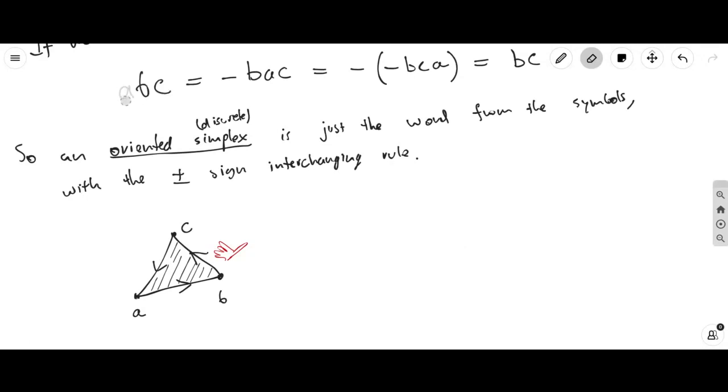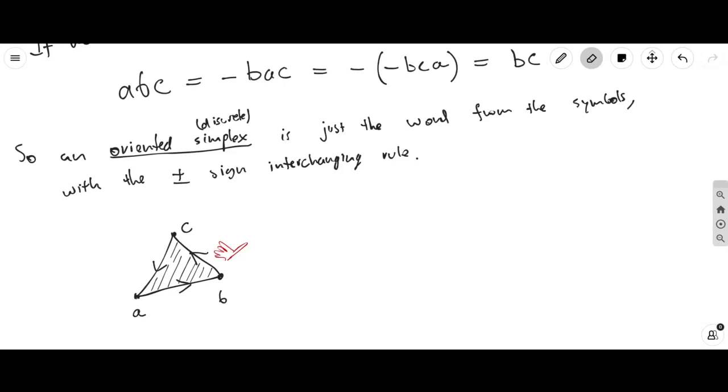I mean, formally speaking, this does not look like anything. It's just a finite set with this plus or minus rule to it. But the picture here is we want to visualize this as representing this geometric simplex, that it's oriented in the way that the side that you see is the side that's facing you, as opposed to away from you.